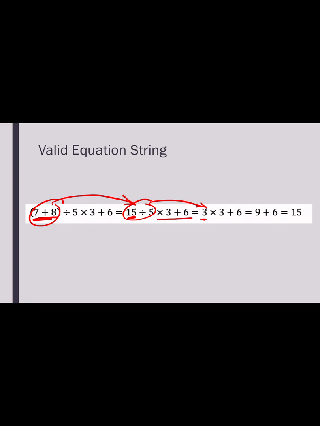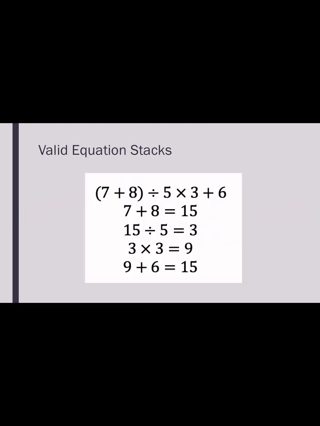We have times 3 plus 6, times 3 plus 6. Now 3 times 3 is 9, so we become that. The 3 times 3 becomes 9, and then the 6 is carried through. 9 plus 6 is 15 at the end. That's a valid equation string. If you're doing one operation at a time to the expressions in between the equal signs and carrying everything else through, that will maintain equality.